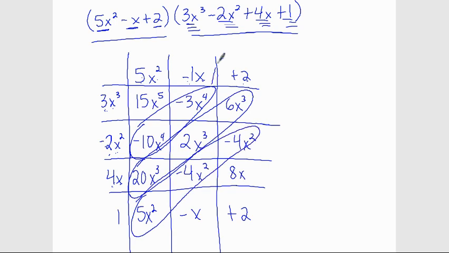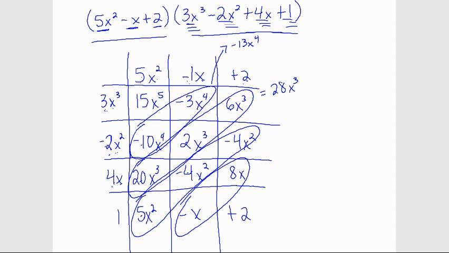So we got negative 10 plus negative 3, that'd be negative 13x to the fourth. 20 plus 2 plus 6, that'd be 22 plus 6 is 28x cubed, and I forgot to circle 1. There we go. We got 5 plus a negative 4, that's 1, plus another negative 4, that's negative 3x squared, and then negative 1 plus 8, that's 7x.